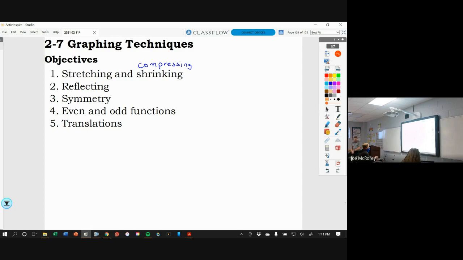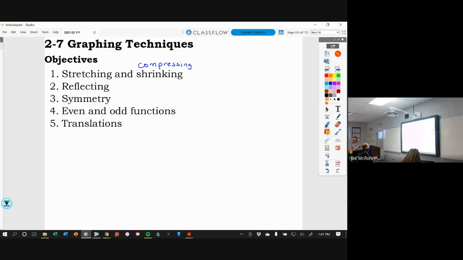We're going to talk about even and odd functions. An even function is symmetric about the y-axis. An odd function is symmetric about the origin. The odd functions are kind of odd. They are symmetric about a point. They're not symmetric about a line.